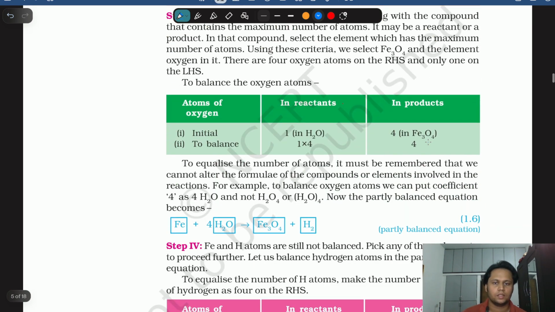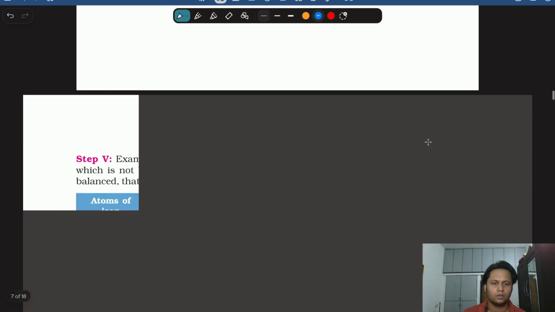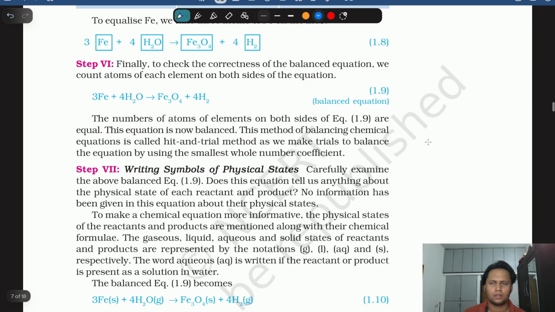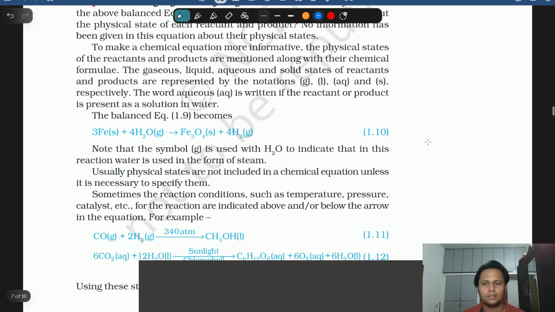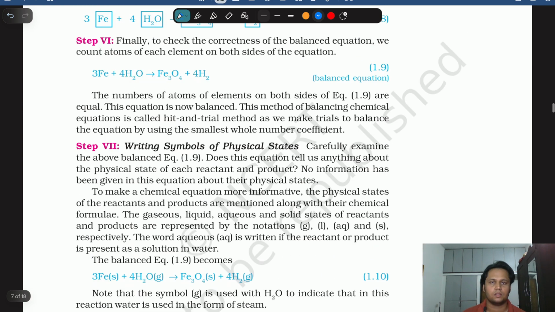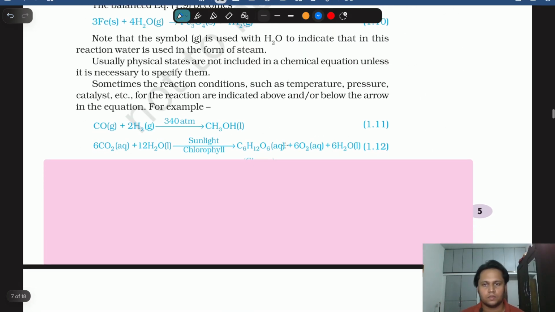See, if you see the textbook, it is very huge and it's unnecessary to do all those things. In the textbook method, it's more like guessing work you have to do, which is not accurate. Every time you can't guess. See, if you see the answer, 3Fe plus 4H2O gives Fe3O4 plus 4H2, which we got as the answer. They did so many things and they got the answer. Okay, we'll do this one.